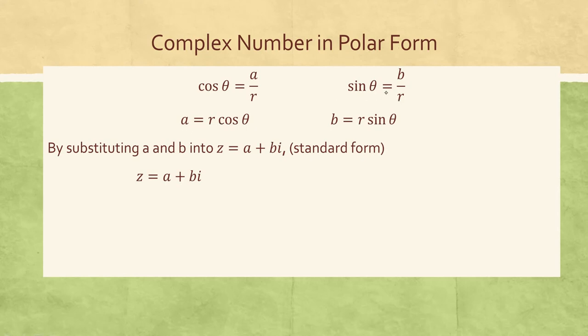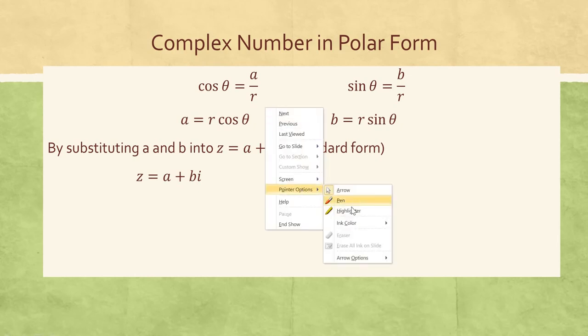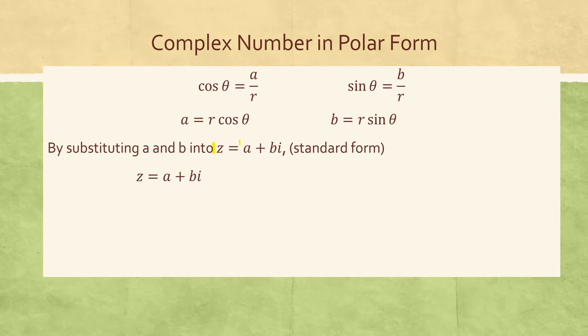Similarly, sin theta is B over R. Remember this triangle just now? We want B only, so B equals R sin theta. Now you have A equals R cos theta, B equals R sin theta. We know that our standard form is A plus Bi. This is our standard form. So how do we convert into polar form? We have A, and our A is this. We have B, and our B is this.